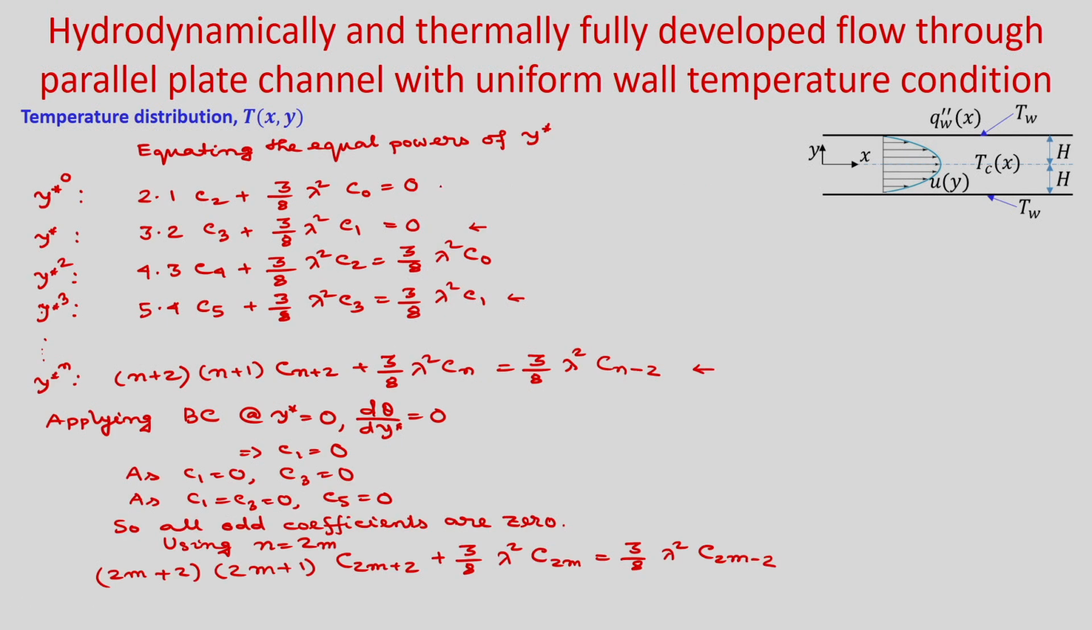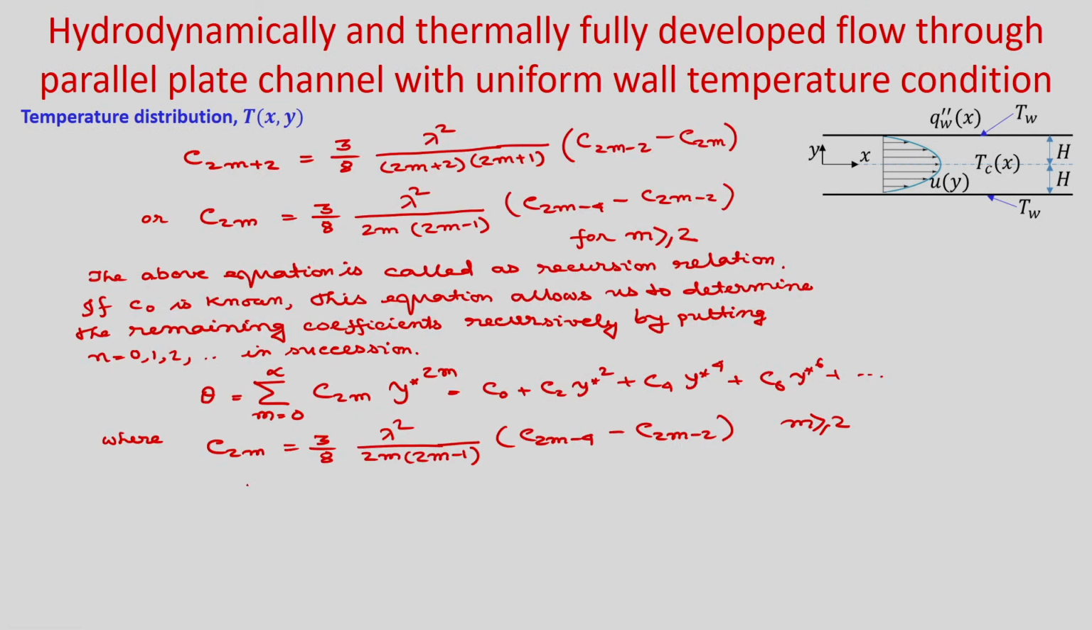This is also valid: 2 into 1 C 2 plus 3 by 8 lambda square C naught is equal to 0. So, this also we have. If you see, if C naught is known, C 2 will be known, and if C 2 is known, then other terms will be known, because for m greater than equal to 2 you can use this recursive relation. So, now invoke the other boundary condition.